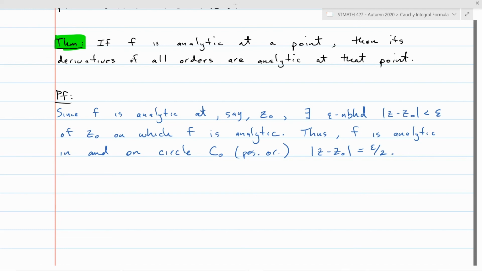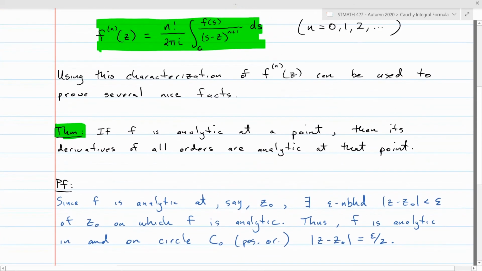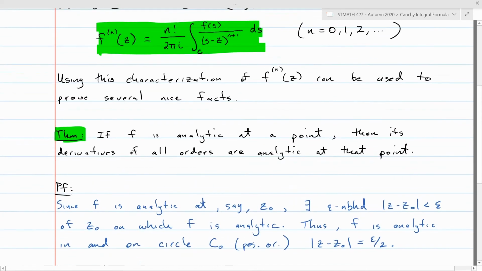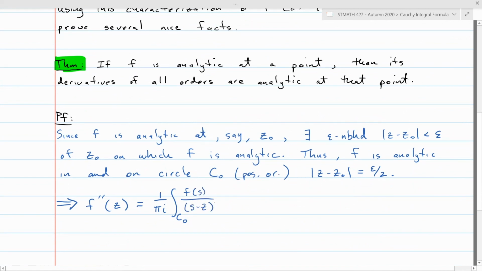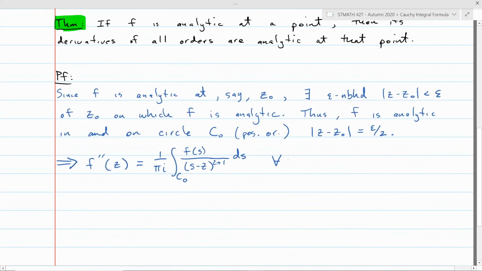We have the extended Cauchy's formula up here that we have this new characterization for in green. So let me just look at the second derivative. We can apply the extended Cauchy integral formula, and we get f double prime at z equals n factorial over 2 pi i. So n factorial would be 2 here. So we just get 1 over pi i, integral around this C naught, f of s over s minus z to the 2 plus 1 ds. Get all that written down right? Yeah. And this is true for every z inside C naught.